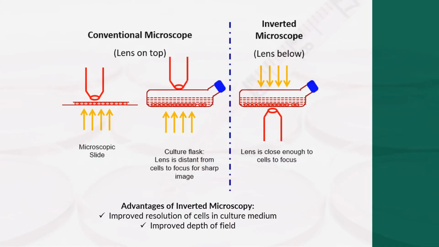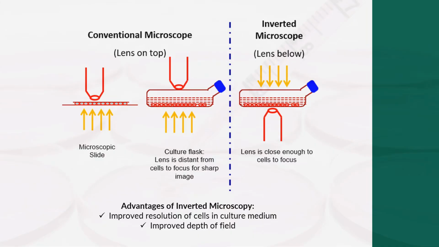Okay. Furthermore, the inverted microscope provides much better depth of field due to the larger working distance compared to an upright microscope. Why is this important? This is important particularly when you are working with three-dimensional cell cultures, or you are observing cells in a very thick culture medium.